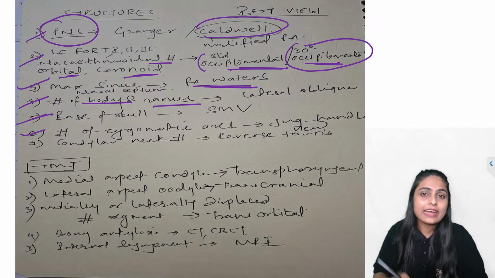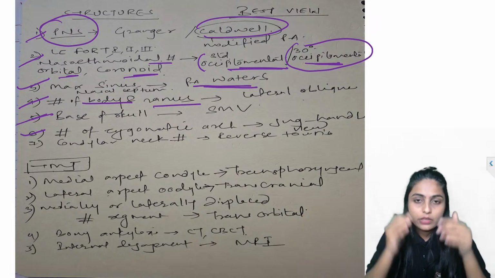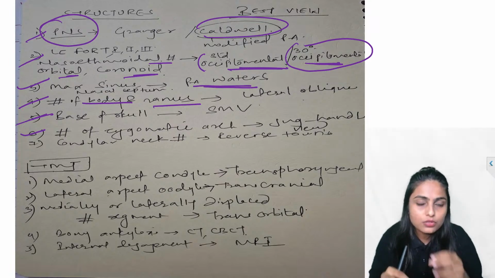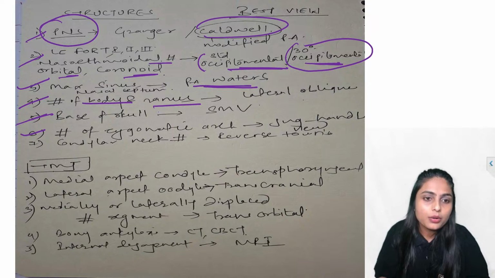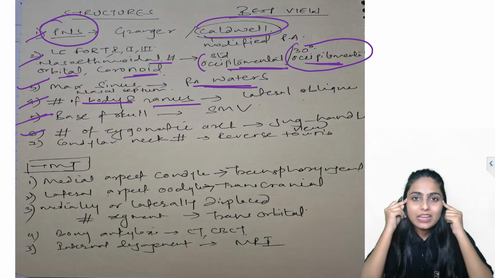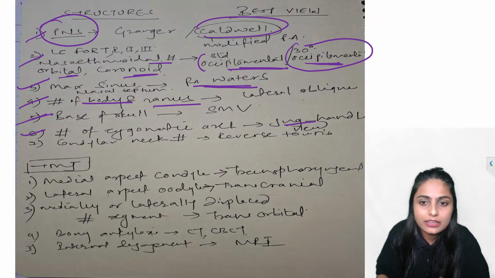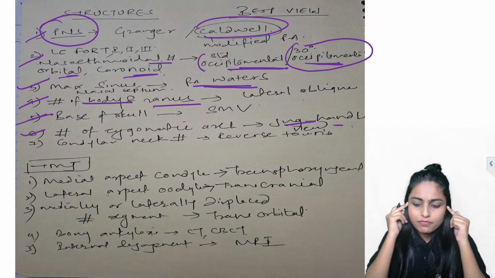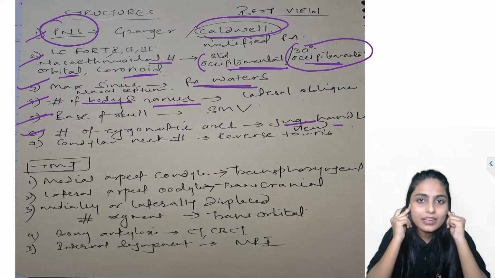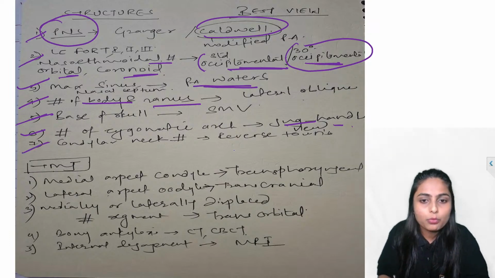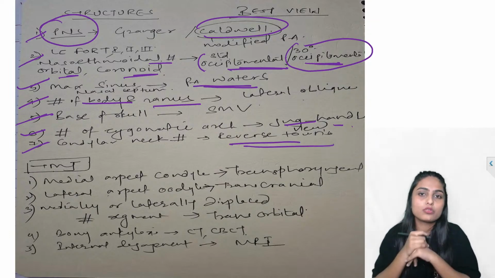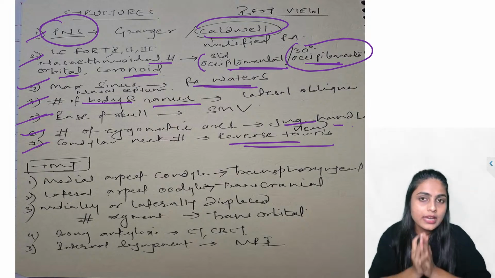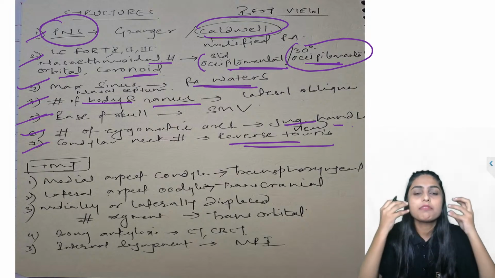Next is fracture of the zygomatic arch. I am going to show you the different radiographs also, how they actually look. For fracture of the zygomatic arch you take the jug handle view. Next we have fracture of the condylar neck. Condylar neck fracture is seen with the help of the reverse Towne's view.